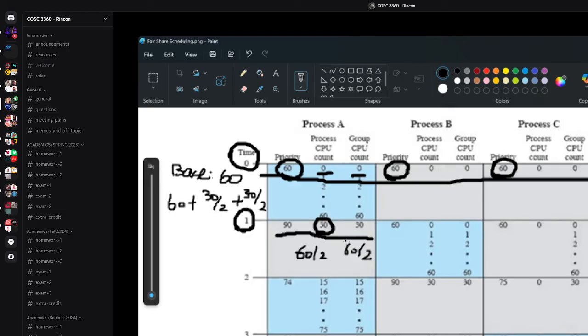Interrupt is not the same thing as priority. That's correct. So again, 60 plus 30 divided by 2 plus 30 divided by 2, that's 90. And that's how this number is calculated. Any questions about this part?